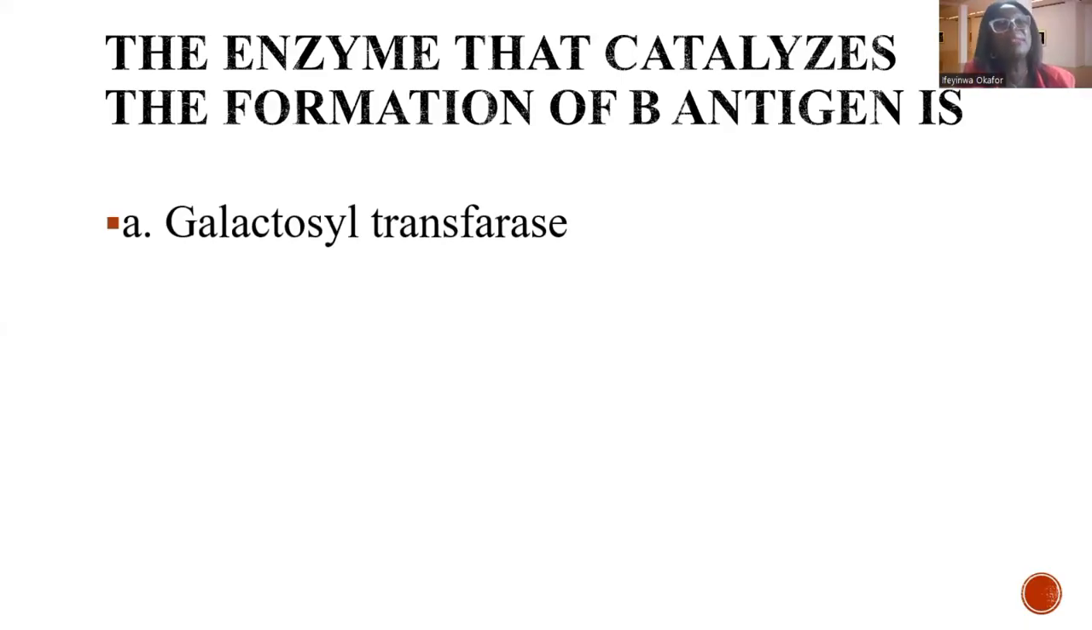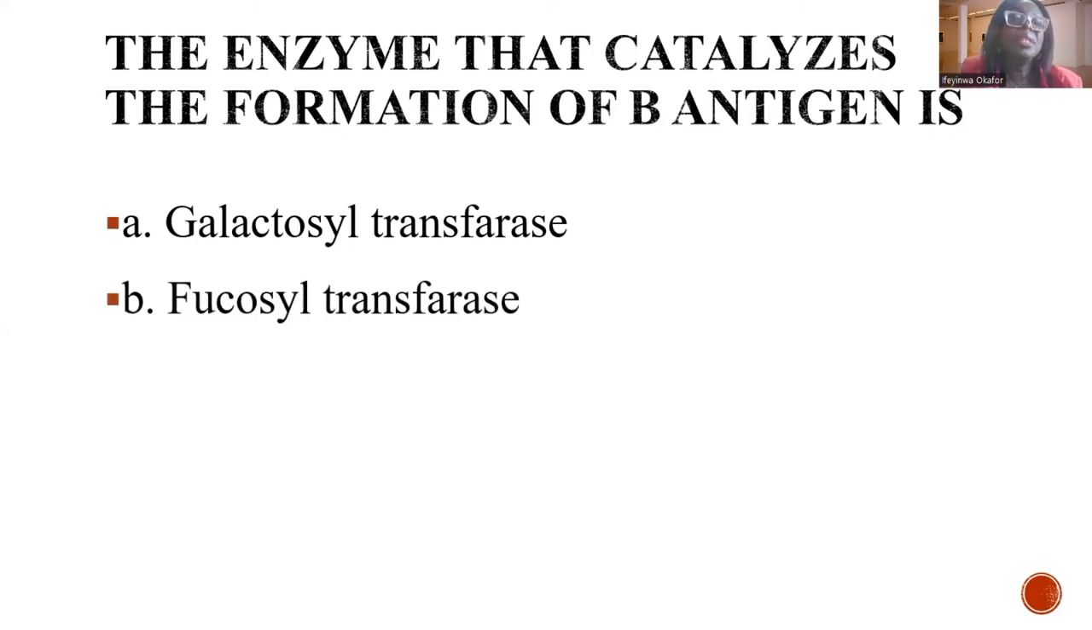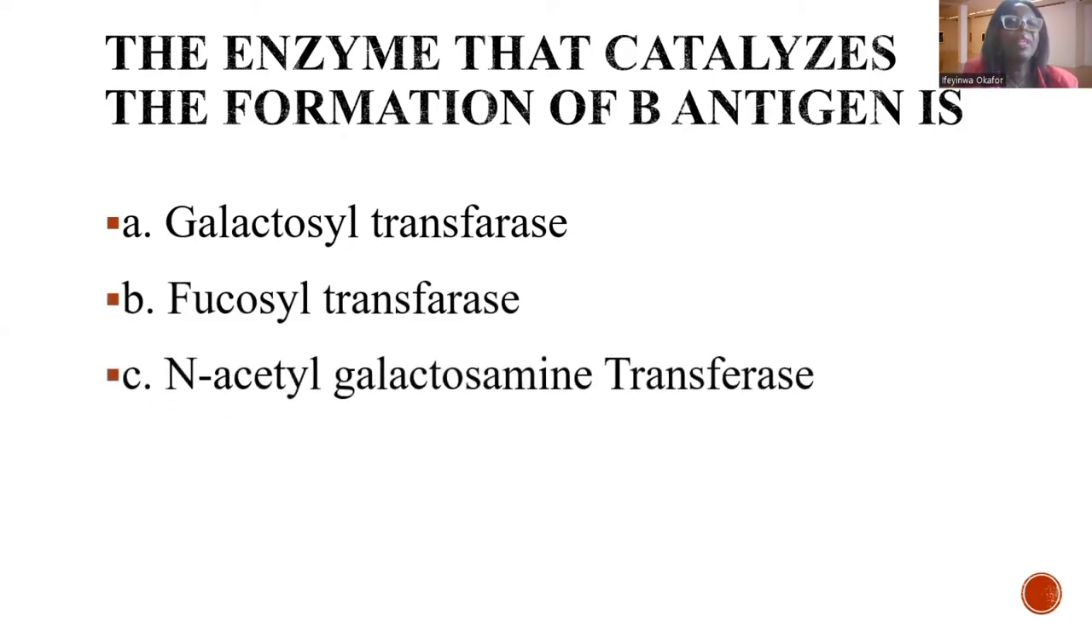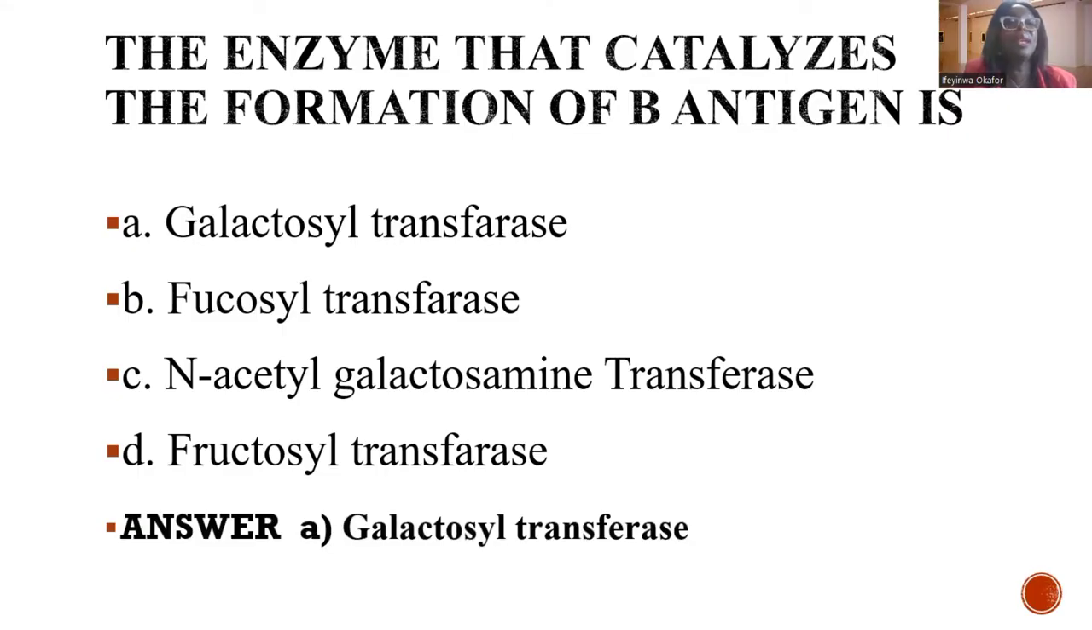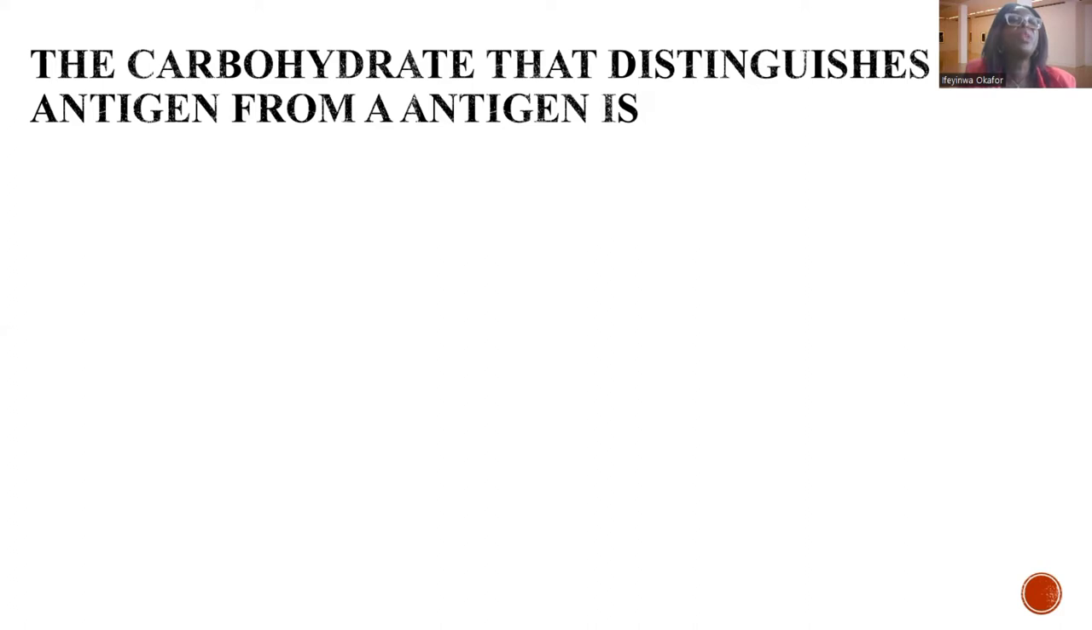The enzyme that catalyzes the formation of B antigen is, we have galactosyl transferase, fucosyl transferase, N-acetylgalactosamine transferase, fructosyl transferase. Answer is A, galactosyl transferase. The enzyme that catalyzes the formation of B antigen is galactosyl transferase.